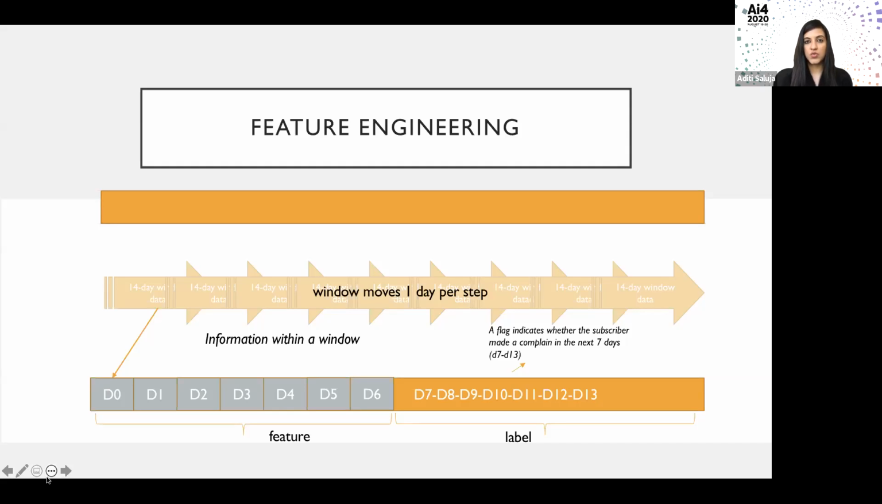Then I'm moving this window. This window moves 1 day per step. Now my first 7 days will become D1 to D7, and my label will be D8 to D14. My third window is going to be D2 to D8, and then the label is going to be D9 to D15. And this is how the windows will keep shifting one day, one step, until the final day is reached.